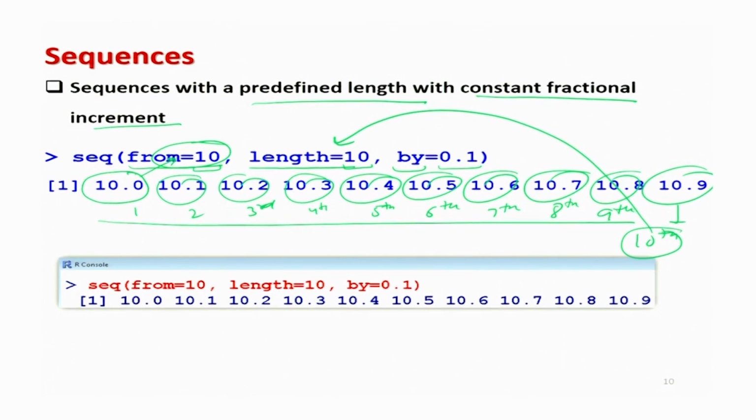And the difference between the two consecutive terms, suppose for example 10.4 minus 10.3, is 0.1. So, this is corresponding to this by. So, this is how you can generate the sequence without any problem.